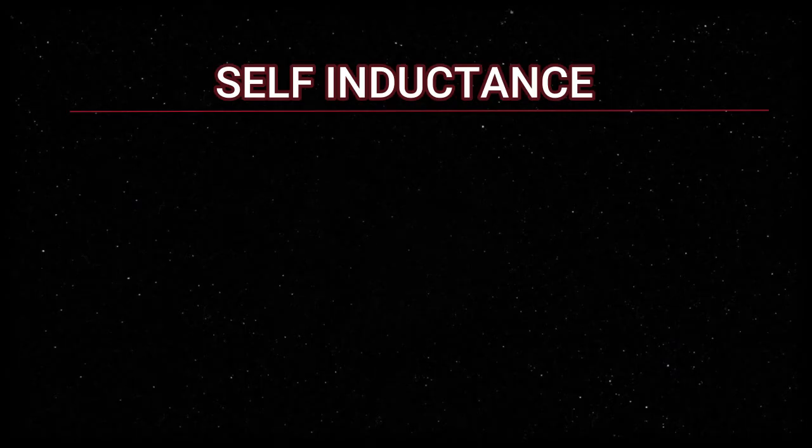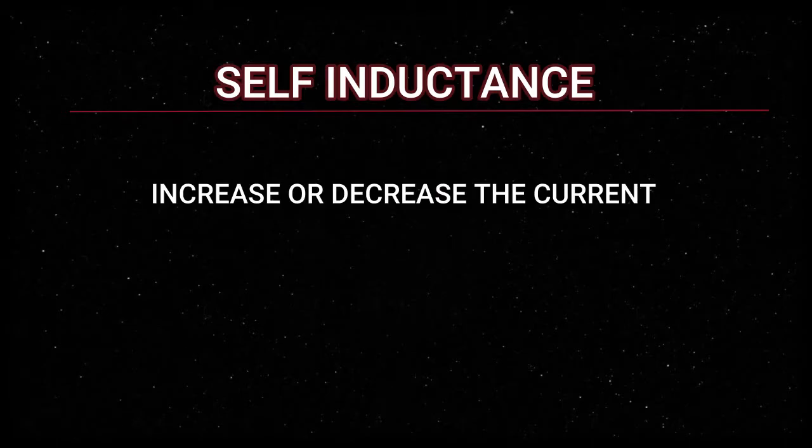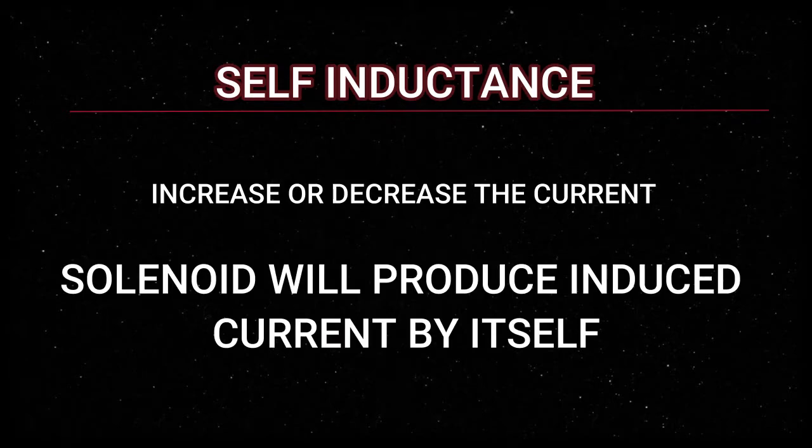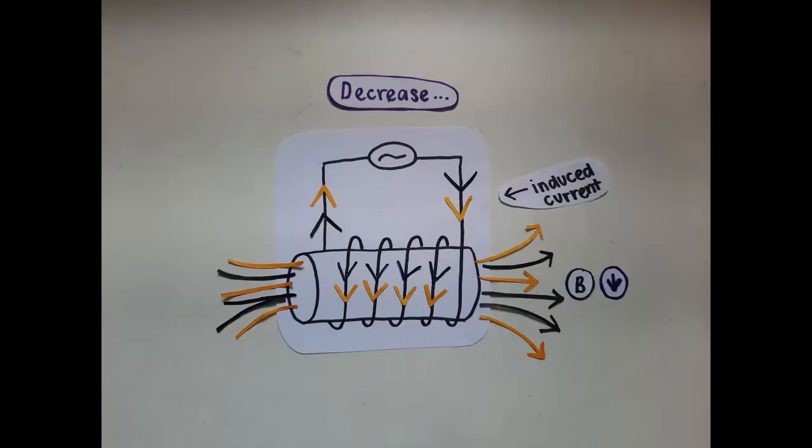So this is what you call self-inductance. As you can see, when you increase or decrease the current inside the solenoid, it will produce the induced current by itself without the help of anything else. That is what you call self-inductance. You can pause this video to help you understand better.